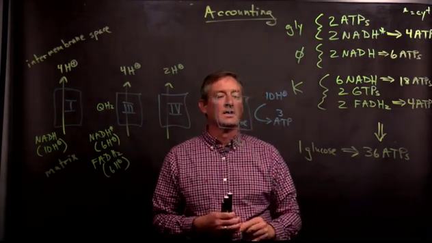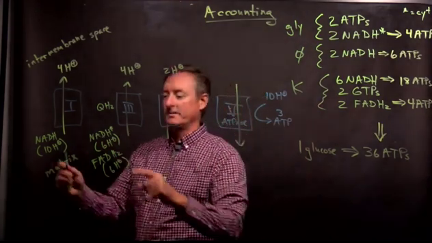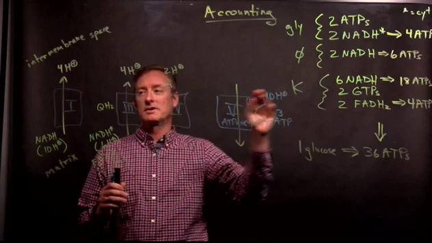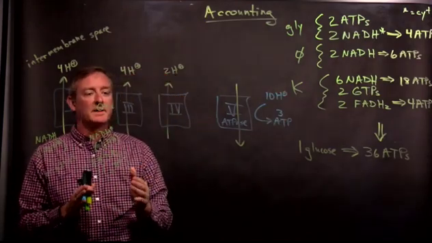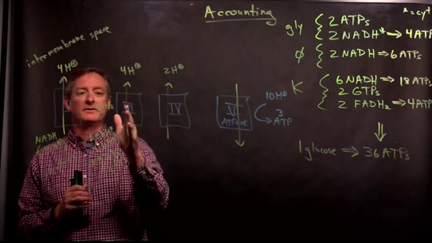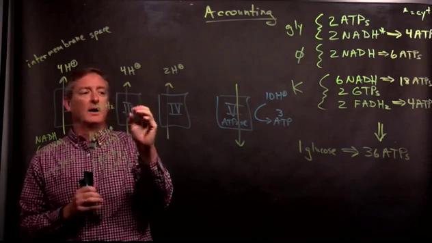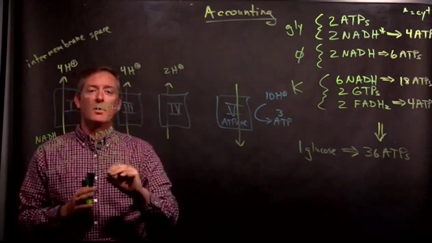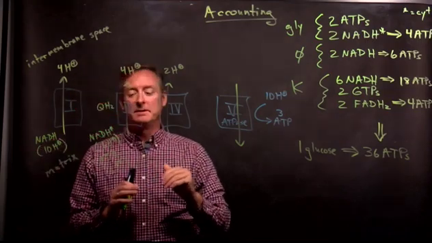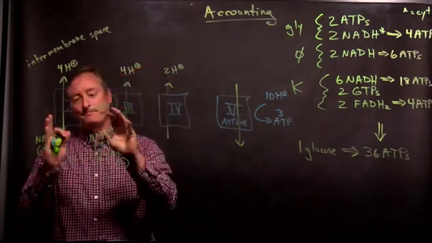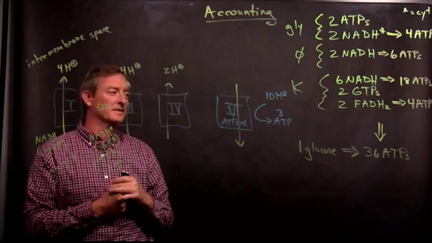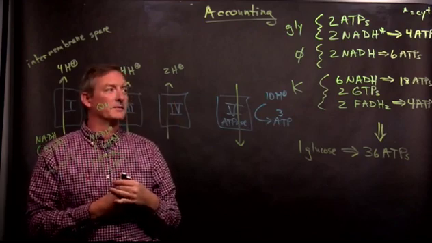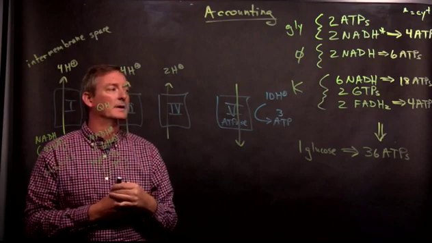Okay. We can also have accounting here that relates these reduced cofactors to number of protons too, and that can be important when we have inhibitors that block one of these complexes. What is the effect on ATP production? Well, it depends on how many protons can be pumped across in the presence of these inhibitors, and we'll see some examples of that in class.